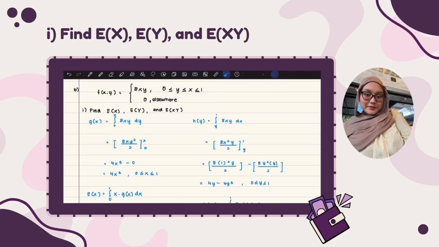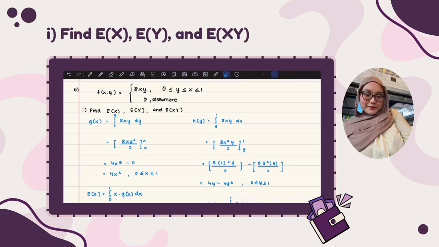Since we are integrating in terms of Y, the easy way for me to say it is the range would be where the Y is in between. So Y is in between 0 and X. That means the lower limit will be 0 and the upper limit will be X. So you should get the answer 4x cubed, and then the range would be 0 less than or equal to x less than or equal to 1, sorry.